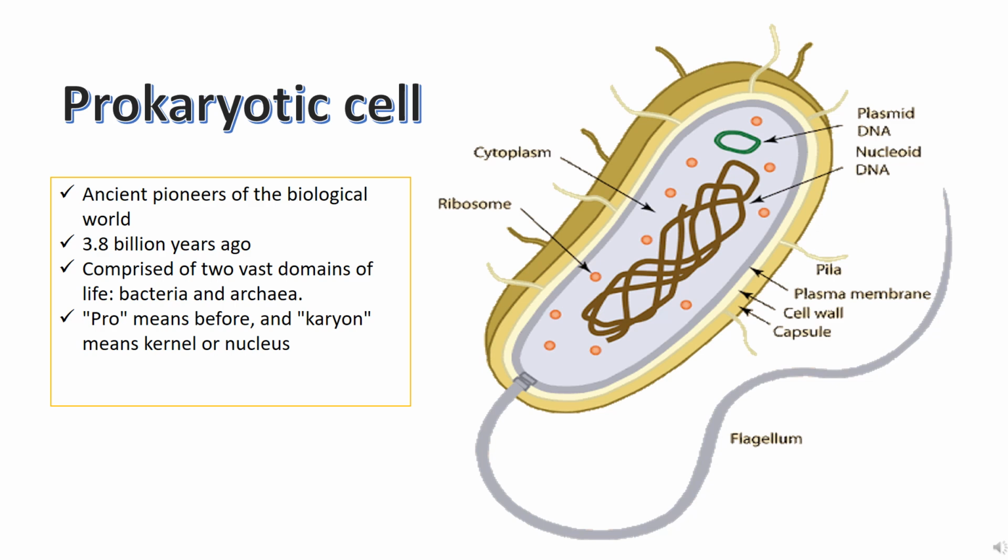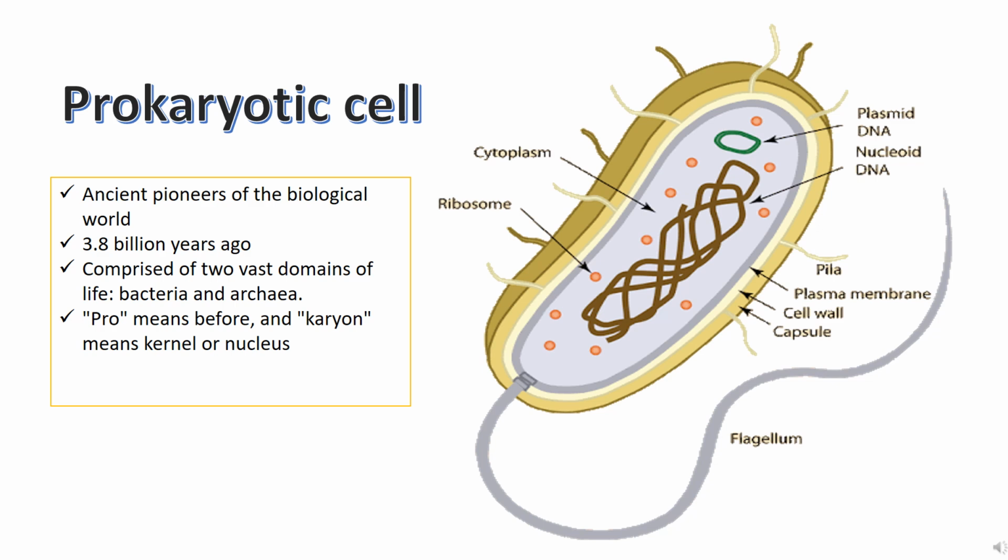Prokaryotes are the ancient pioneers of the biological world. Arising nearly 3.8 billion years ago, they reigned supreme on Earth for over 1 billion years before any other life form appeared. Today, this group is comprised of two vast domains of life, bacteria and archaea. The defining characteristic of a prokaryote is hidden in its name. Pro means before, and karyon means kernel or nucleus. Quite literally, these are cells that exist before a nucleus.